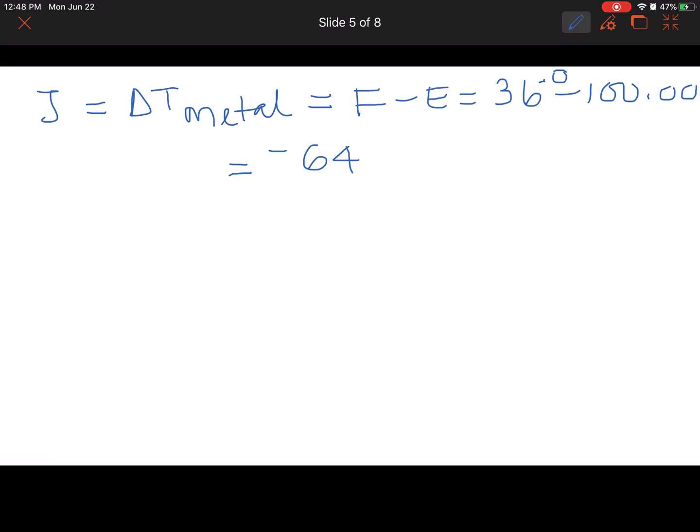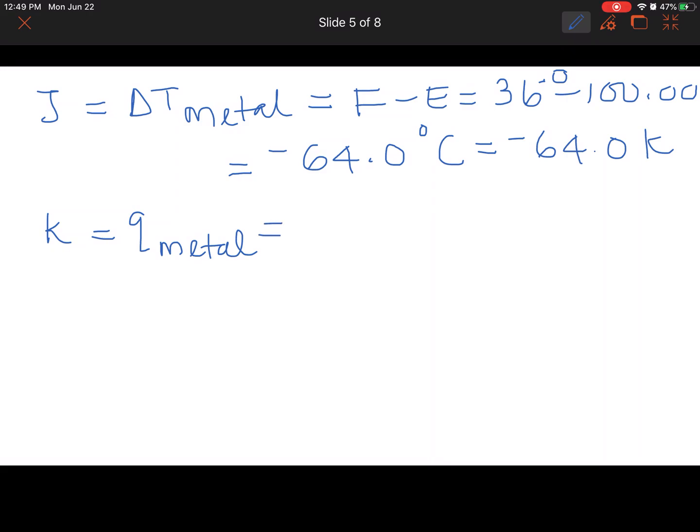Okay, how many sig figs do we have? 64.0. We have only one decimal place in the F, so we can keep it to one, and that's going to be Celsius, which is also similar to your Kelvin. Okay. Remember now the delta T for the metal is negative, but that's okay. Okay, and then the J, and then the K is going to be Q metal, which is similar to Q water, but with the opposite sign.